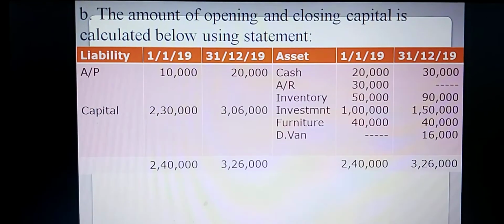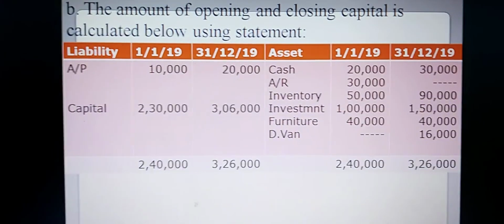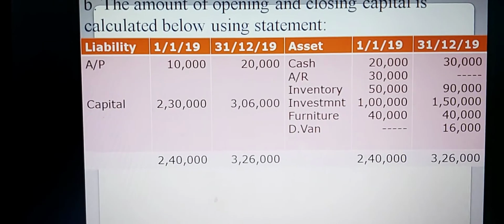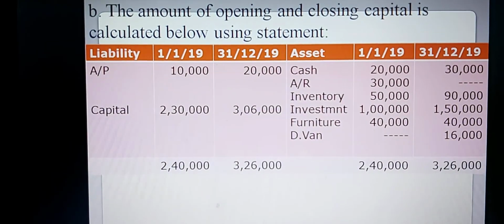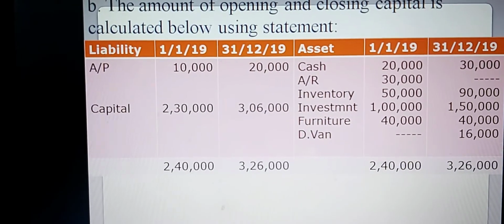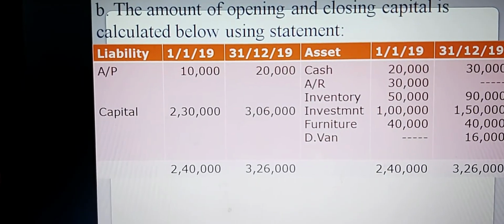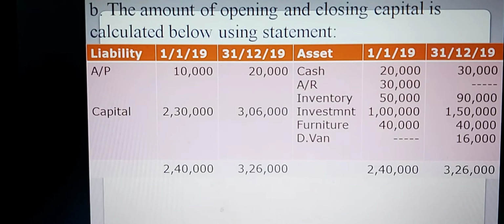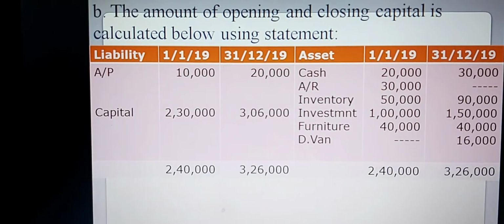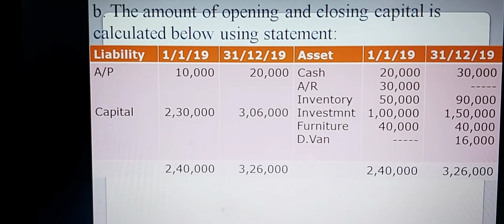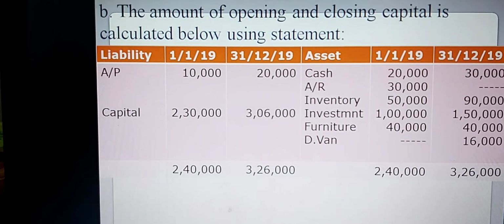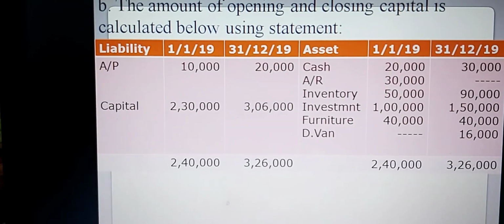Dear students, now you have to calculate the amount of opening and closing capital. At first you have to write on the right side, that is the asset side, cash for opening taka 20,000 and closing amount taka 30,000. From the stem we can get account receivable taka 30,000 for closing amount. No amount is given for opening account receivable, and also for rules and regulations you have to follow this. Without information, no amount is to be taken for opening current assets and opening current liabilities, but it is to be applied for fixed assets, long-term investment and long-term liabilities.